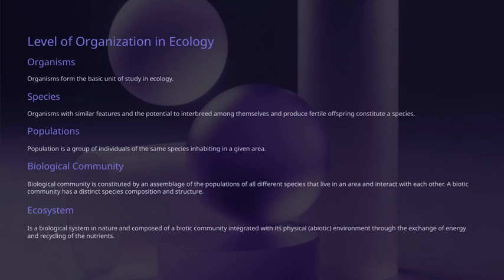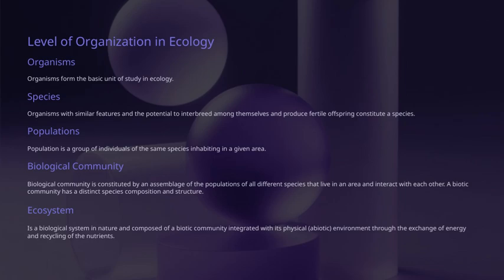Let's delve into what an ecosystem really is. It's a biological system in nature, made up of a biotic community, meaning all the living things, and their physical environment, which includes non-living components like soil, water, and air. These parts are interconnected through energy exchange and nutrient recycling, keeping the system functioning smoothly.